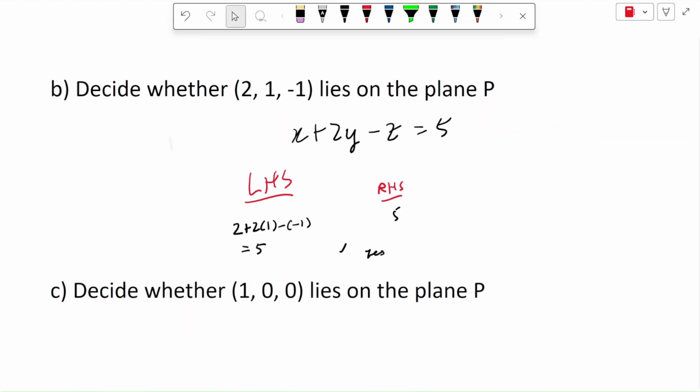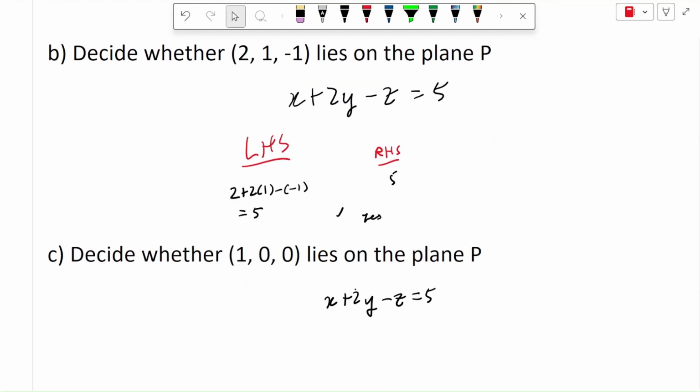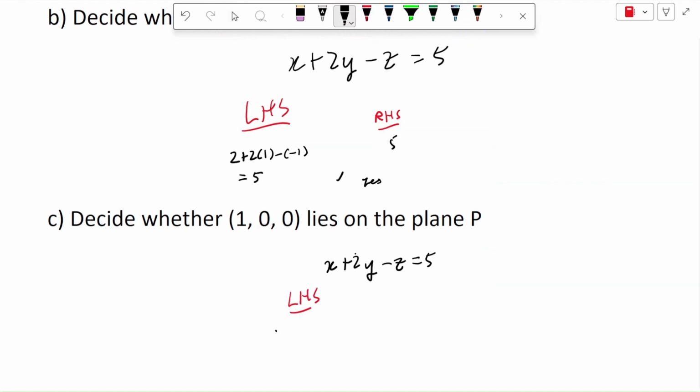Okay, decide whether that point lies on the plane. So again, we take the equation. We can look at the left-hand side of the equation. So you're going to get 1 plus 2 lots of 0 take 0, which is 1. And then the right-hand side is 5. So the answer here is no.